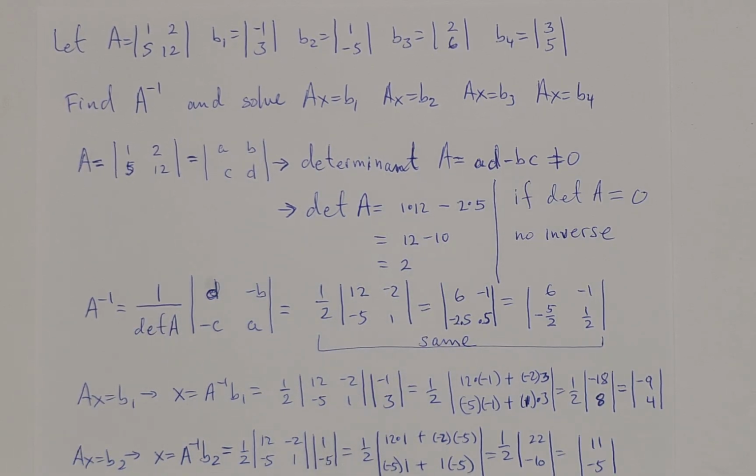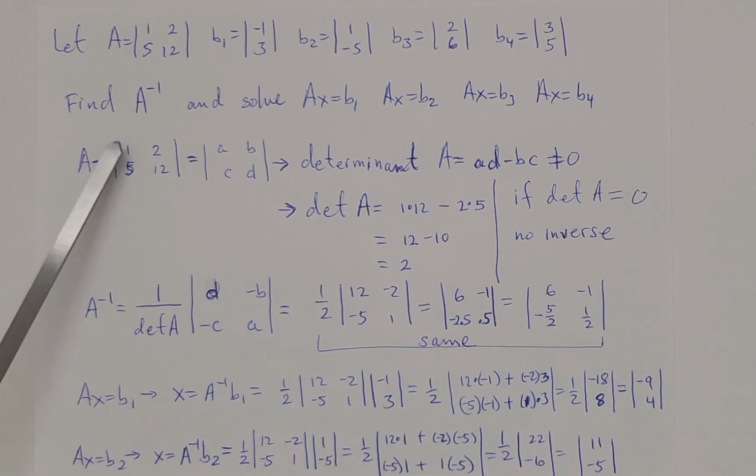Now be very careful. The determinant cannot be 0. If it is 0, we do not have an inverse. One more time, the determinant cannot be 0. If it is 0, there is no inverse.